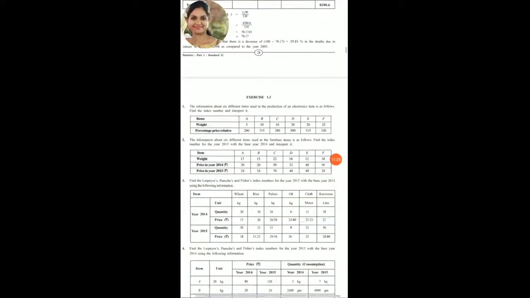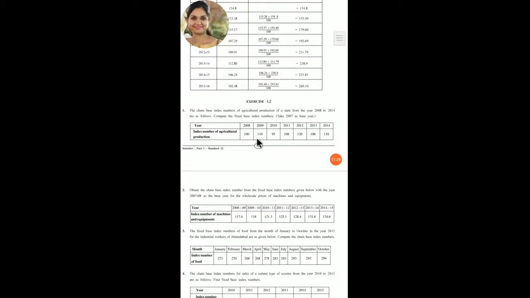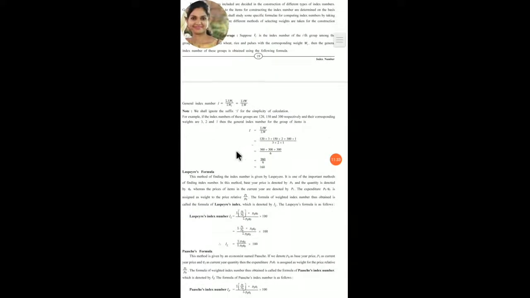Now we will see another method. Which are the other methods? Laspeyres, Paasche and Fisher. Okay, Laspeyres method. First I will explain the formula, and from the formula I will explain the method. Laspeyres is denoted with IL. See, index number by Laspeyres.